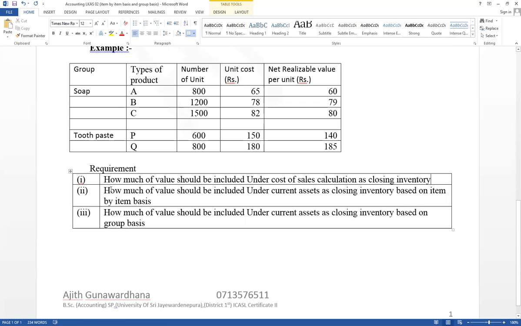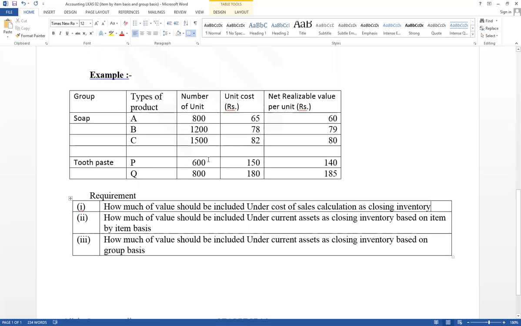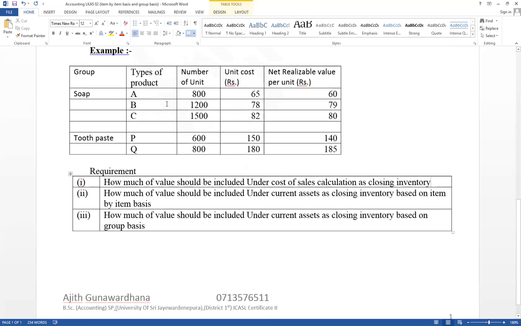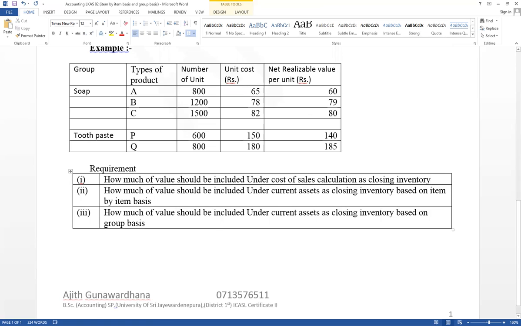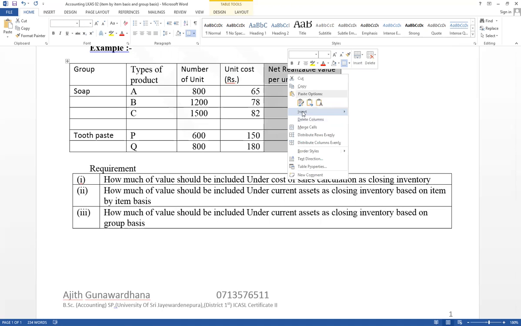And for the second requirement, they ask how much value should be included under current assets as closing inventory based on the item by item basis. And the second one also they ask based on the group basis. Right now I'm going to discuss from the beginning the item by item basis. Right, this is the way you have to calculate. The item is given, the number of quantity is given, and cost per unit is given. First you have to calculate the total cost value.